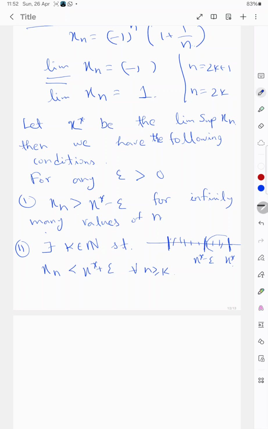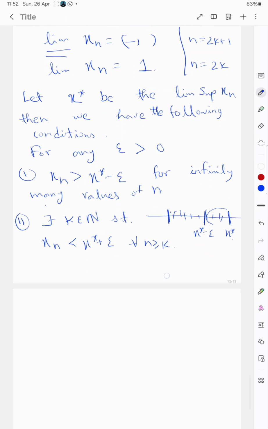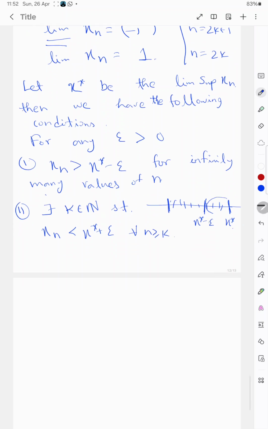So whenever you have x star, for x star minus epsilon, xn will be greater than that number for infinitely many n. And x star plus epsilon may be on this side. So this is happening for all except a few.